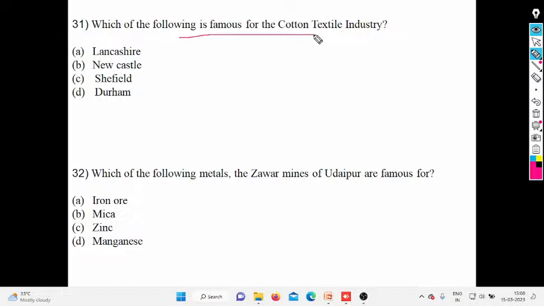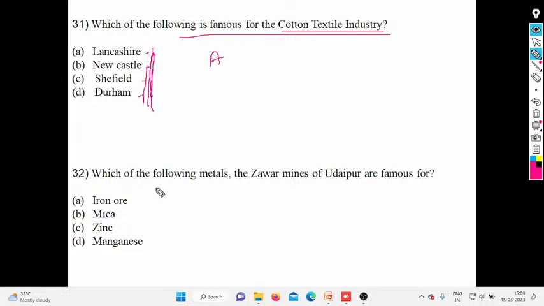Which of the following is famous for the cotton textile industry? Lancashire, Newcastle, Sheffield and Durham. Famous for the cotton textile industry is Lancashire, option A.